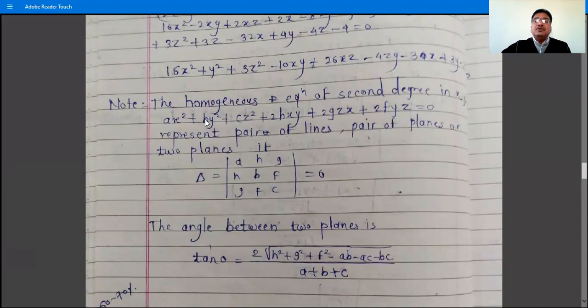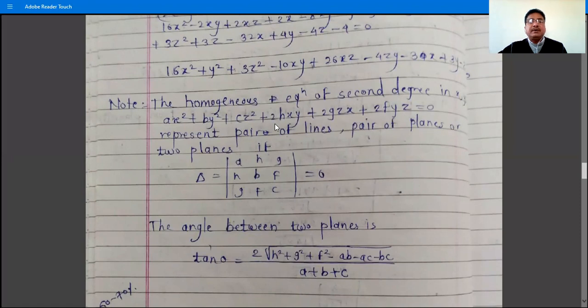So this is the homogeneous equation of second degree. If you observe each term in this equation, the addition of powers of x, y, z is 2. Here the power of x is 2, power of y is 0, power of z is 0, addition is 2. Similarly, in x into y, that means x raised to 1, y raised to 1 and z raised to 0. If you add the indices of x, y, z, the addition is 2. So this is a homogeneous equation of second degree.